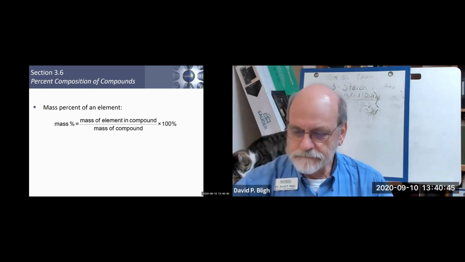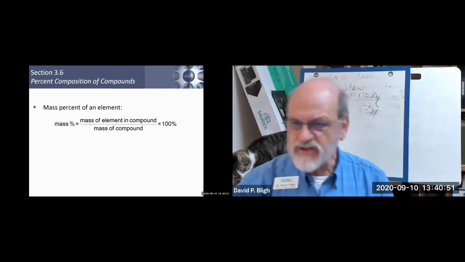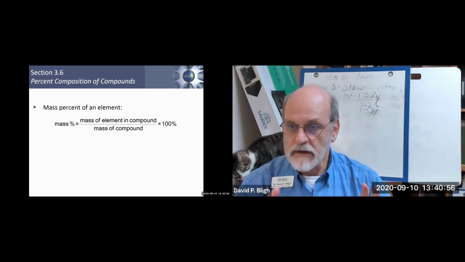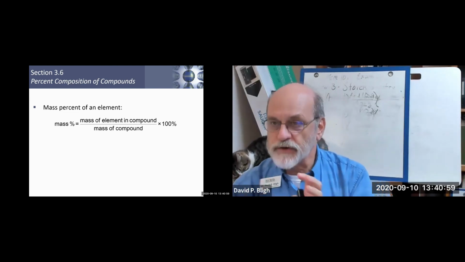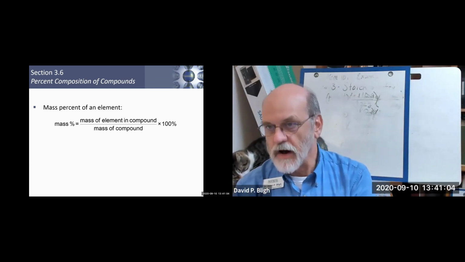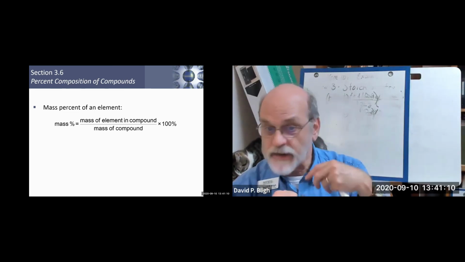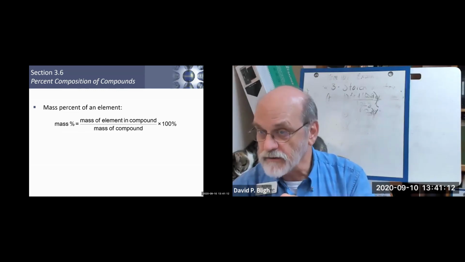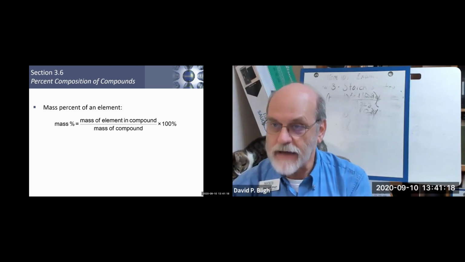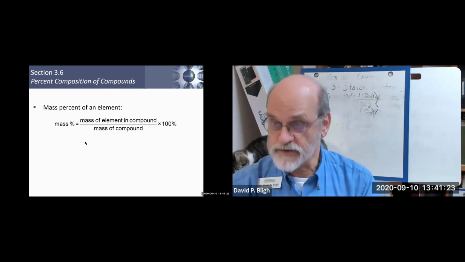Mass percent of an element. Why do we need to know this? Because when a bench chemist analyzes a new compound for its composition, they always produce as the first result a mass percentage of the element in the compound. It's simply the mass of the element in the compound divided by the total mass of the compound that was analyzed, times 100. It's very simple. That's the mass percent of the element.